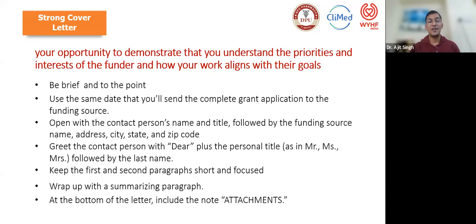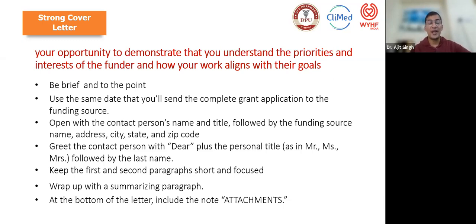Then keep the first and second paragraph short and focused. Wrap up with a summarizing paragraph at the end, and at the bottom right include a note of attachments, whatever you are attaching: the proposal, and some other documents, lab documents, supporting documents, whatever. Write the attachments.